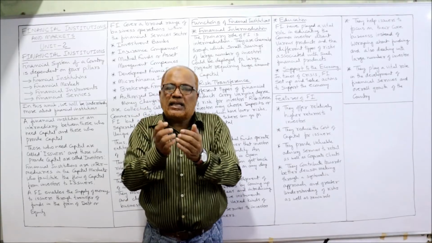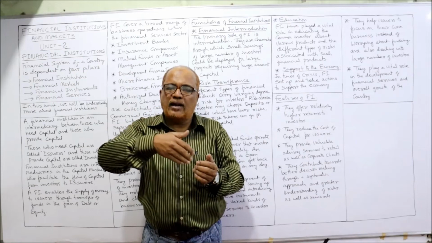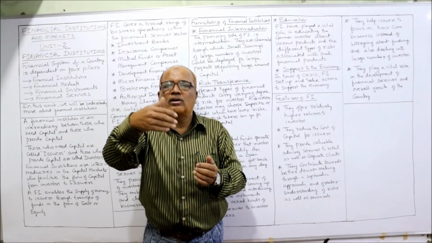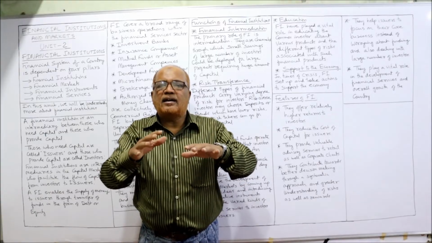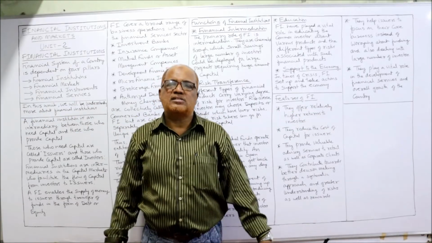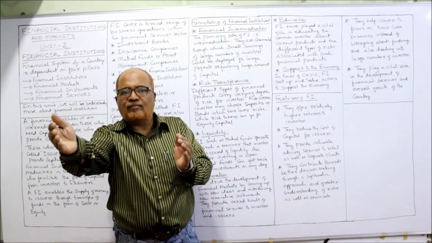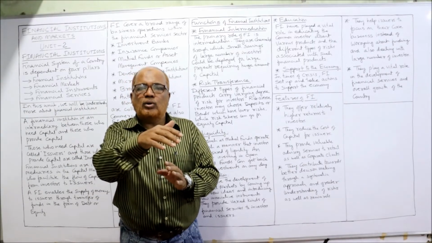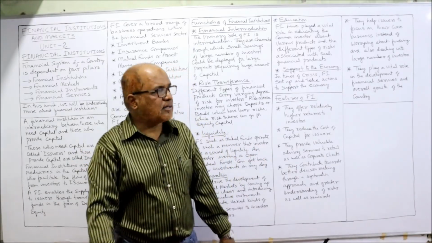Because they are taking the help from financial institutions, the financial institutions are providing the funds and they have to give the return to financial institutions. So instead of catering to a large number of investors, the issuers are taking the funds only from financial institutions and they have to give the return to financial institutions. That's the benefit they are getting.